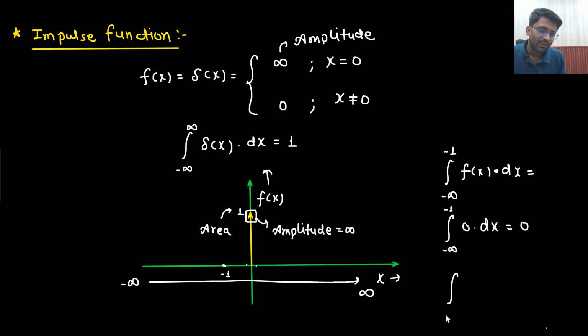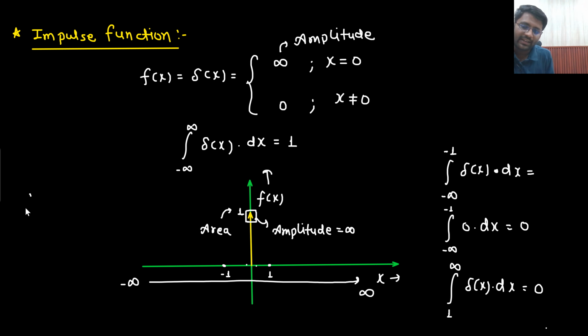If I ask you, what is the area from 1 to infinity? Sir, from 1 to infinity there is nothing, so it will be 0 only. And what is f(x)? f(x) is nothing but delta x only. So this is 0, this is 0. From 1 to infinity also it is 0.